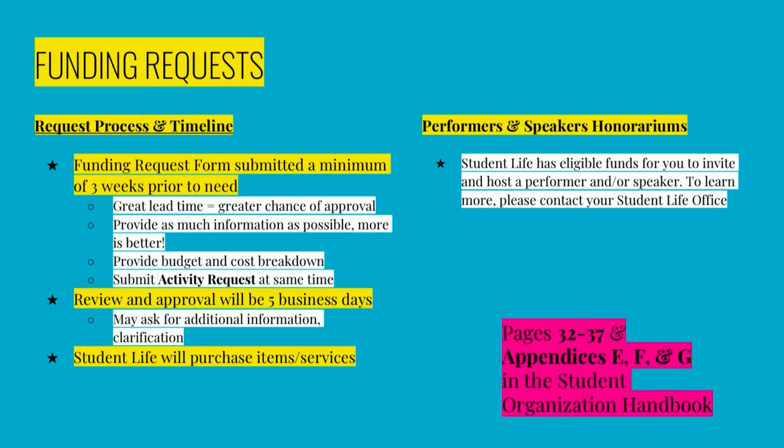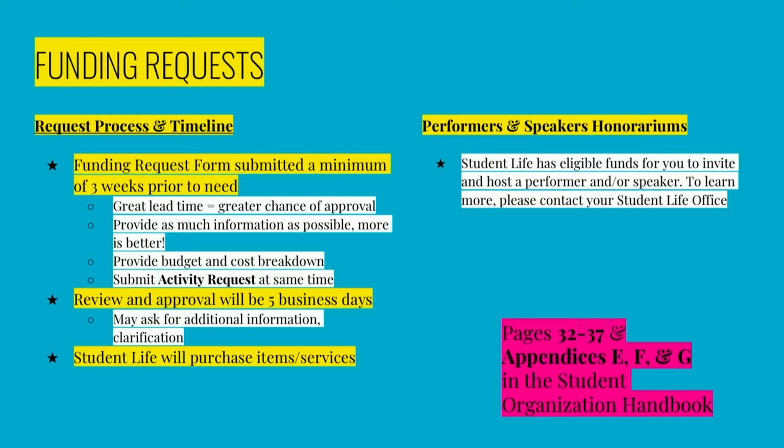You'll need to provide a budget and cost breakdown, and be sure to include tax in your cost breakdown, as this can make a big difference. You'll need to make sure that you submit this funding request at the same time as your activity request, so we have a full picture of exactly what it is that you're doing and what financial needs you have. There's no maximum or minimum to the request. However, we ask that you keep it reasonable.